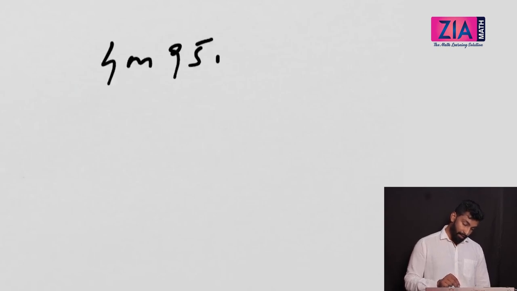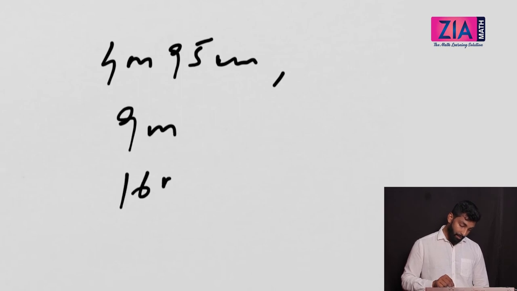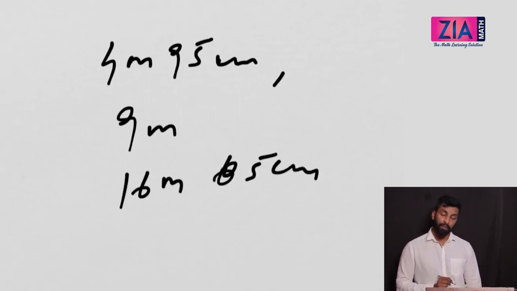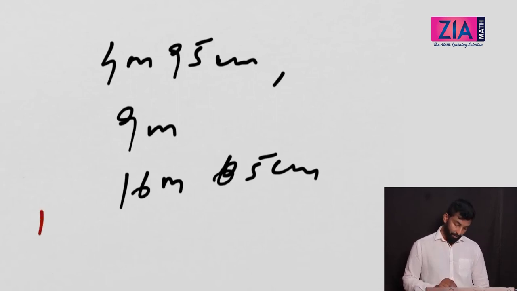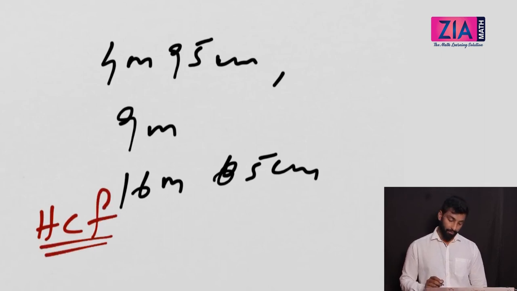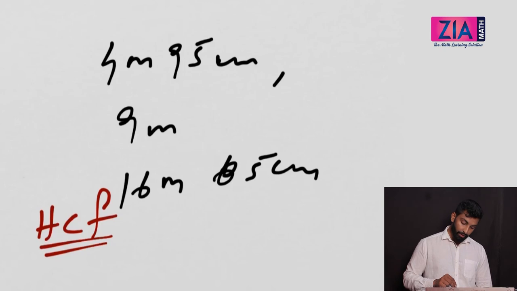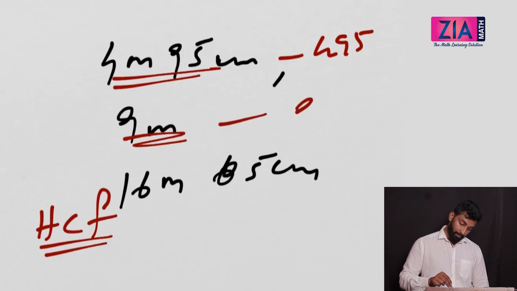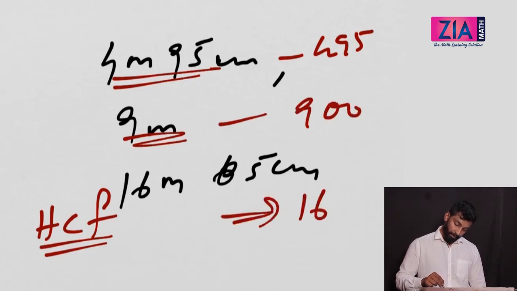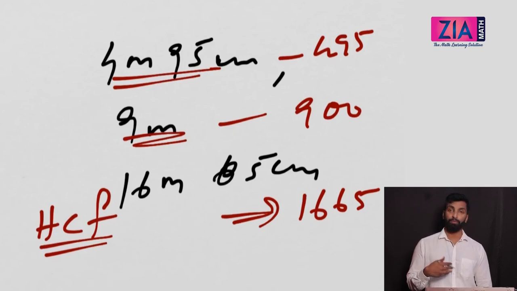Now, what is the next question? They're asking you to find the greatest possible length which can be used to measure the lengths 4 meter 95 centimeter, then 9 meter, then 16 meter 65 centimeter. So here also, because you are looking for the greatest length, the moment you see that, you need to find out HCF. Convert the meters into centimeters and you can find HCF. So this will become 495, this will become 900, this will become 1665. Based on that you can find HCF. You take the least difference and based on that you can find the value.